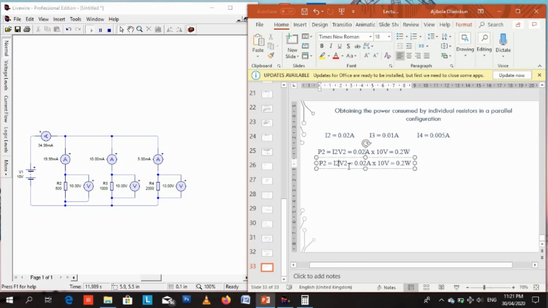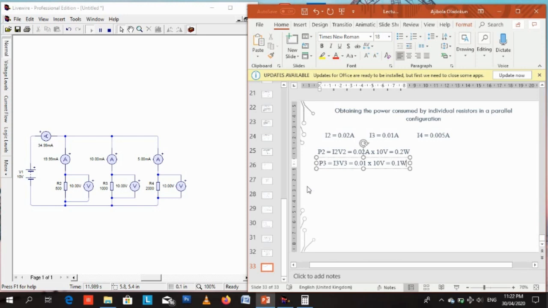So we've done that for P2, the power consumed by resistor R2. Let's go for P3, the power consumed by resistor R3. So P3 equals I3 multiplied by V3. I3 is the current through R3, which is 10 milliamps. If you check here, 10 milliamps is flowing through R3. So 10 milliamps is 0.01 amp. We've proven that before. 0.01 amperes multiplied by the voltage across, which is 10 volts. We've proven that before, that the voltage across resistors in parallel is always the same. So it's still 10 volts. So that is 0.1 watts, capital W.